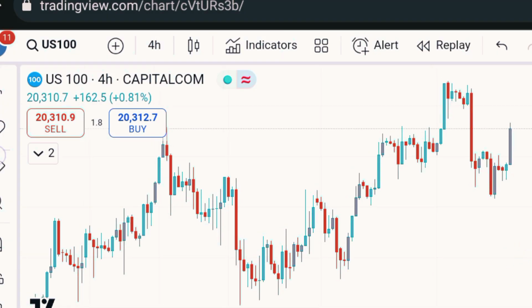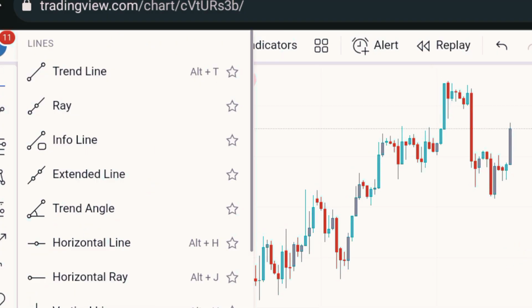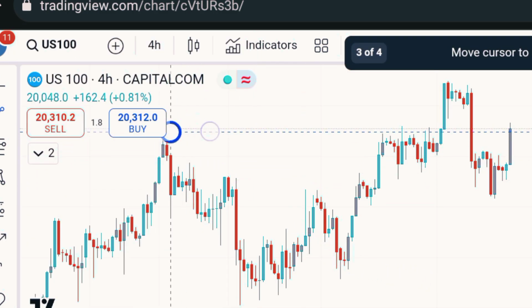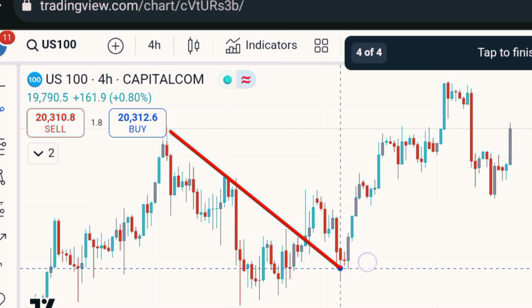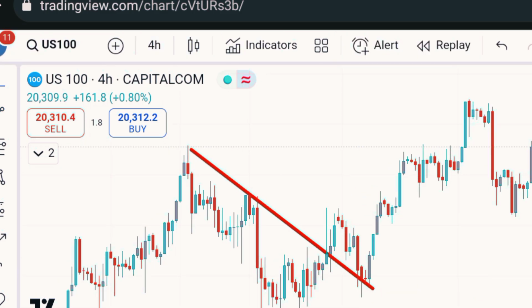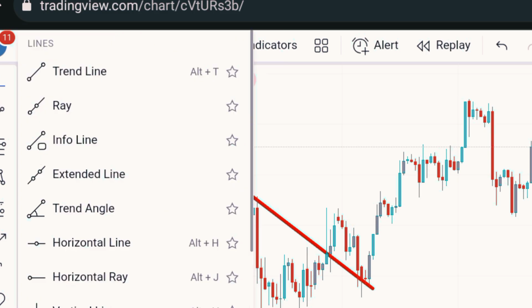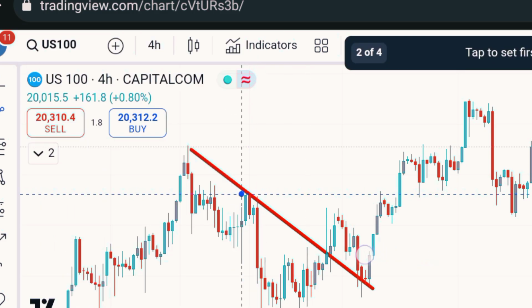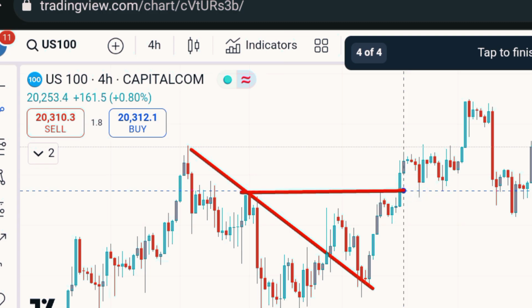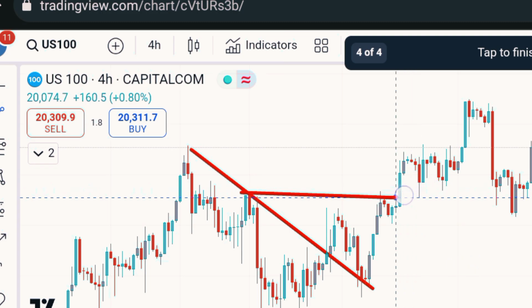So this is US 100. You can see that this market has been on a downtrend. It was trending to the downside. If you can see this trend line which I drew, you can see that this market, from this very zone, that was the last high the market created before it broke structure to the upside.